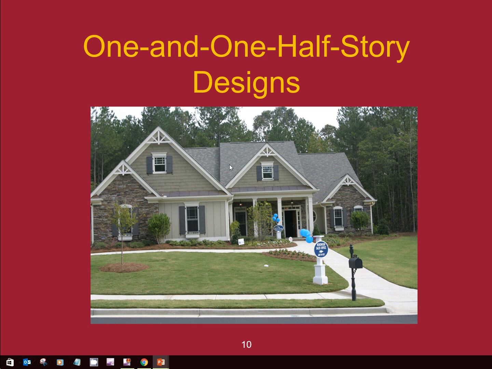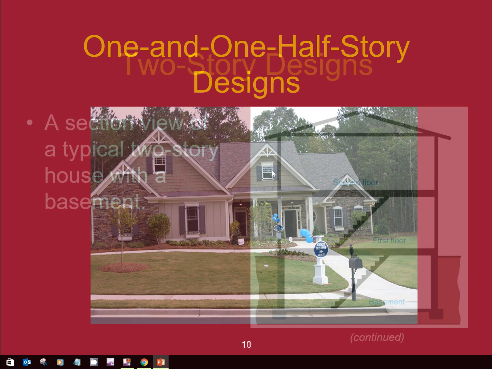Here's another example of a 1.5 house. It's got actual living space up in here. And they break it up. It's kind of an L-shaped house with a little bump out here, so it's kind of broken up. It looks real nice with these additional gables on the front of the house.